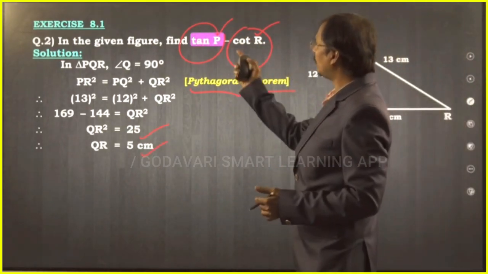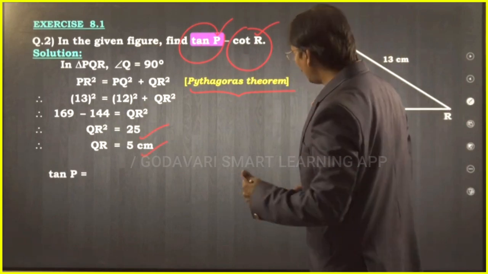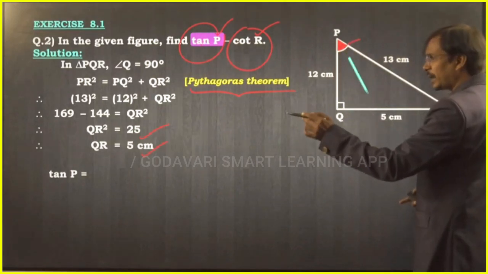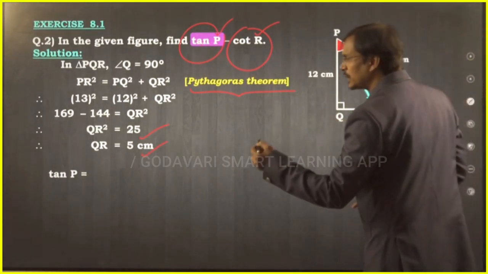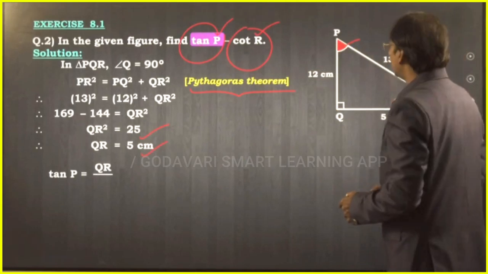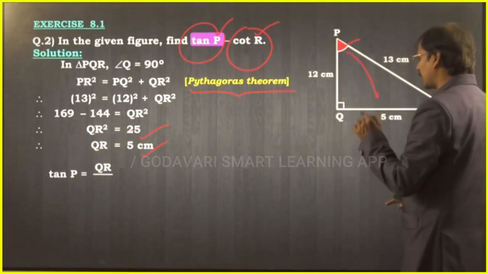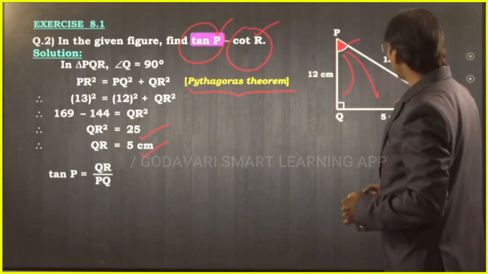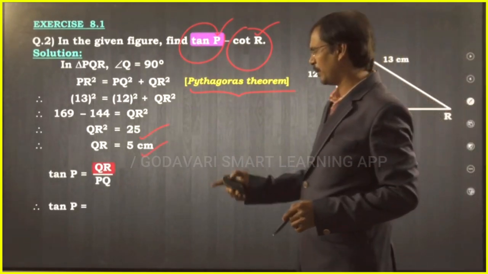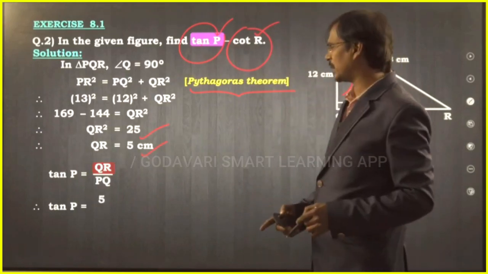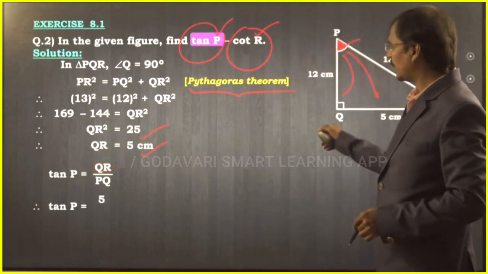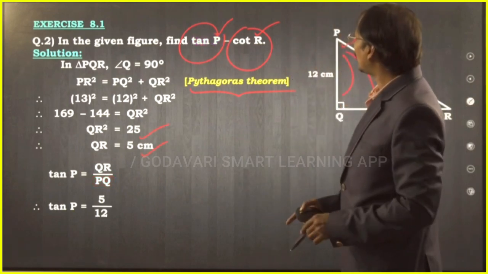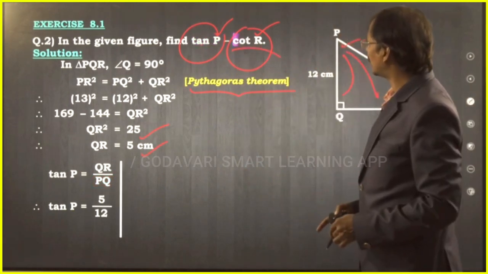Suppose we have to find tan P. We consider angle P. Tan theta is opposite side to adjacent side. According to P, this is the opposite side, and this is the adjacent side. That is QR by PQ. QR is 5 centimeters, and from the diagram PQ is 12 centimeters. That is tan P. Now we have to find cot R separately.